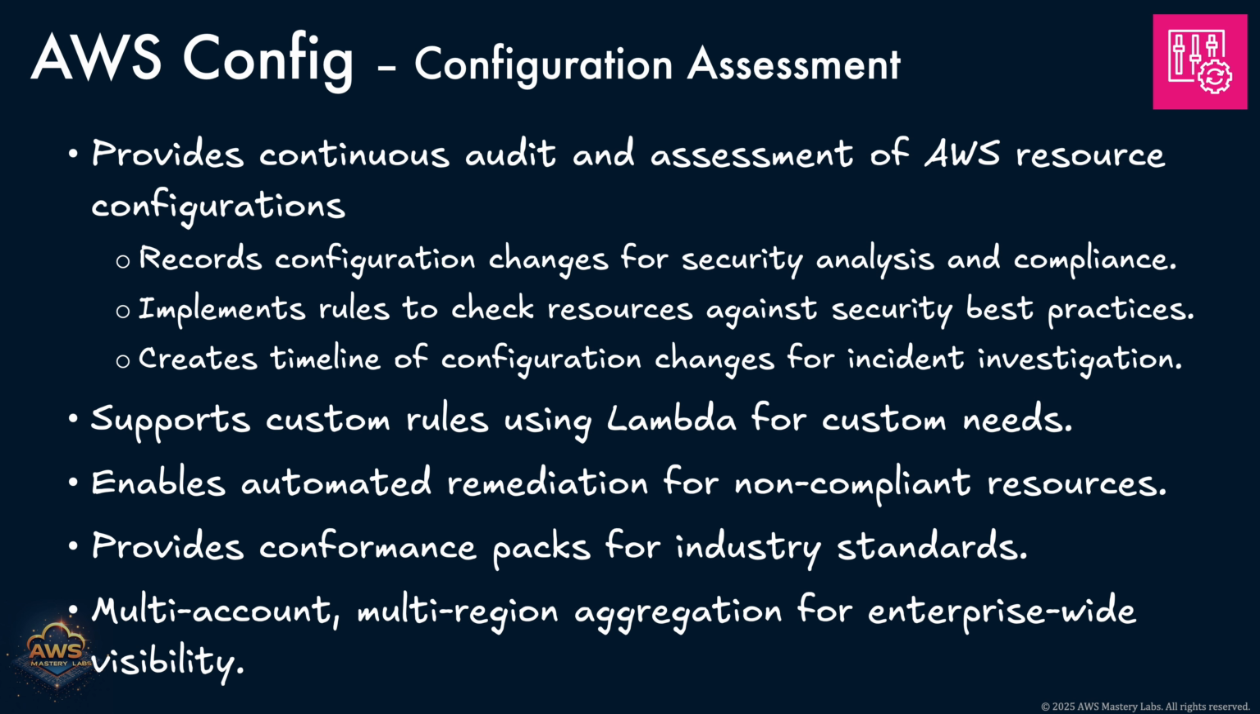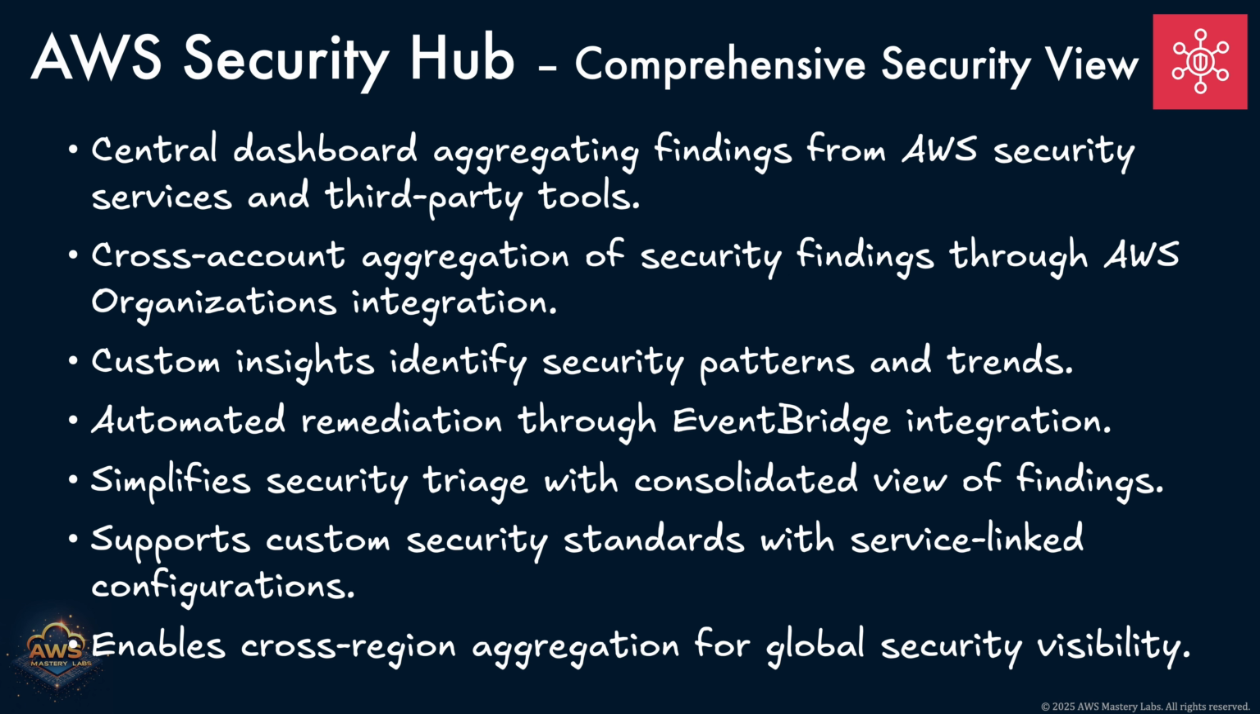These packs make it easier to audit your environment against recognized compliance frameworks. And because enterprises often operate across many AWS accounts and regions, AWS Config supports multi-account, multi-region data aggregation. This gives you a centralized view of compliance across your entire organization, helping teams detect drift, identify risk, and maintain continuous governance at scale.